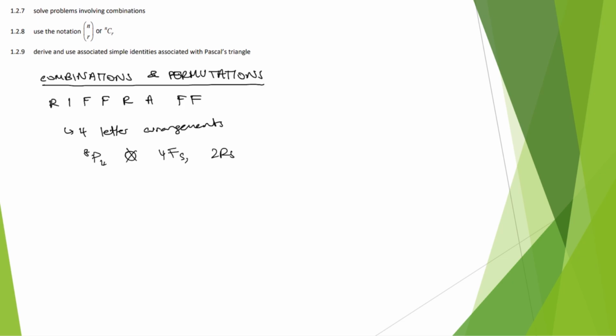Instead, we need to consider a series of mutually exclusive cases. The first case is where we choose 4 Fs. In this case, we only have one way of arranging them because they are all identical, so there is no difference if we arrange them in any different way. If I look at riffraff, just for reference, and write it like this, I can see that I have 4 repetitions of Fs.